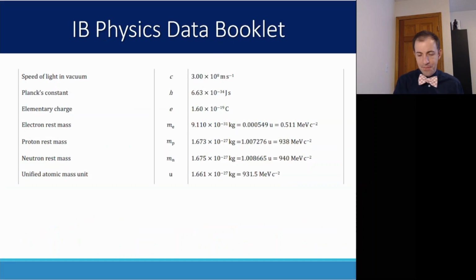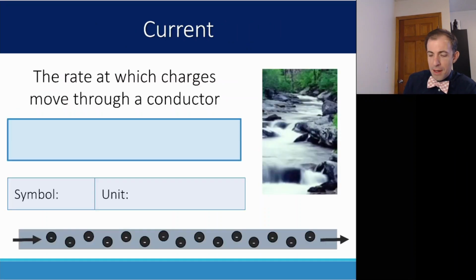But right now, we're going to be focusing on the motion, the movement, the flow of that charge. To help us out here, so you don't have to memorize this elementary charge, it is in your IB Physics data booklet. It shows up right there. It's the symbol E for elementary charge. It's the one that's in coulombs.